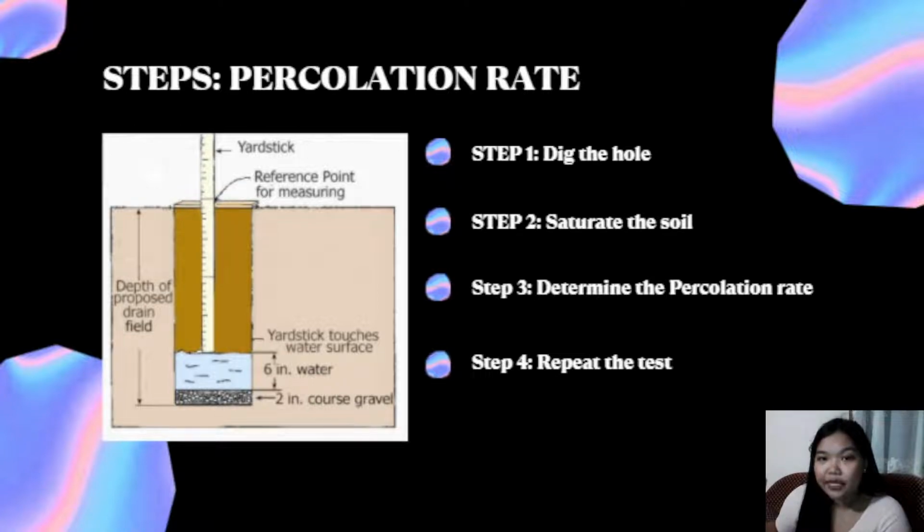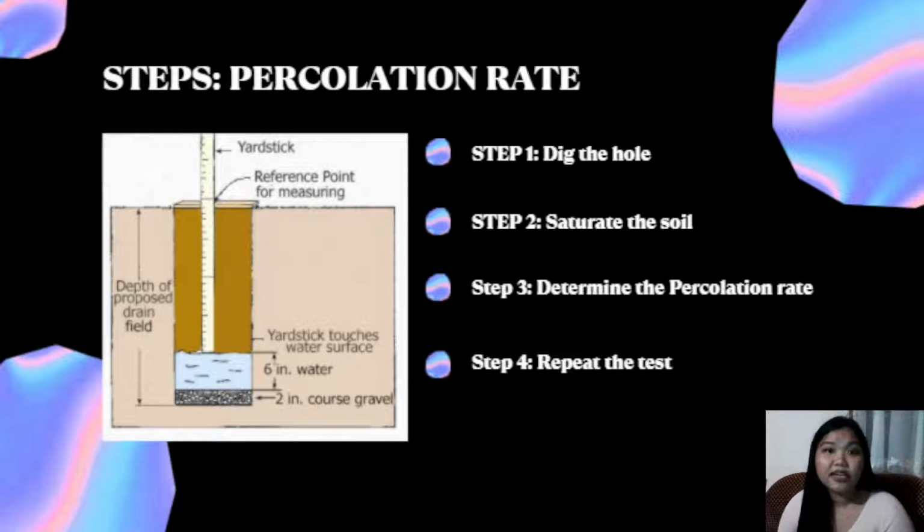The next step is to determine the percolation rate. On the next day, you need to refill the test hole with water again up to a depth of 300 mm and observe how quickly the water seeps away. When the water level drops to 225 mm, or 3/4 full, you need to start timing in seconds and observe how long it takes the water level to reach 75 mm, or 1/4 full. That gives you the time it took the water level to drop 150 mm.